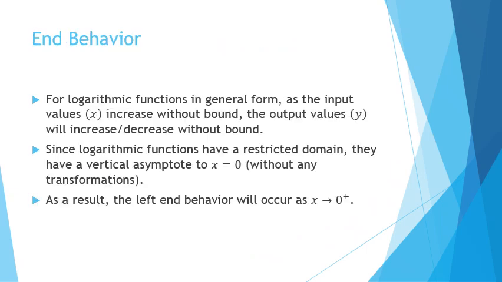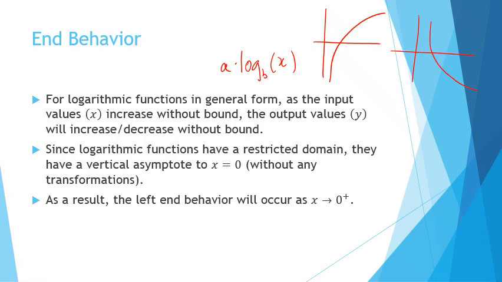The end behavior. For logarithmic functions in general form, that's going to be a times log base b of x. As you go to the right forever, the outputs will either go up or go down forever. So taking a look at the two functions here, as we go to the right forever, this is going to be shooting up. And as we go to the right forever here, this is shooting down. So this will be going to negative infinity, and this will be going to positive infinity there.